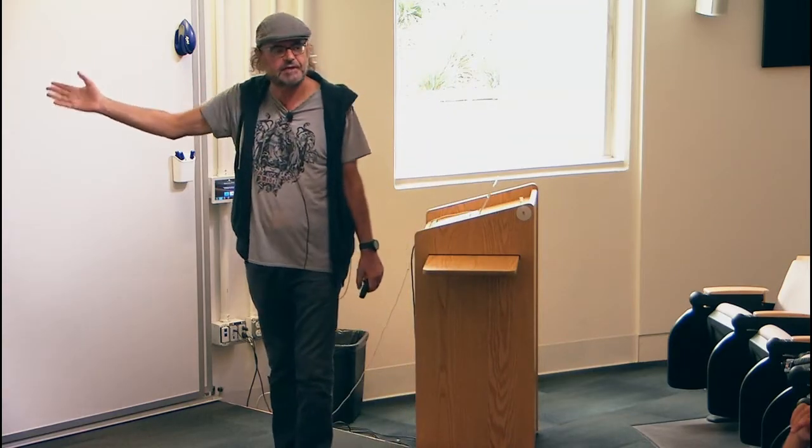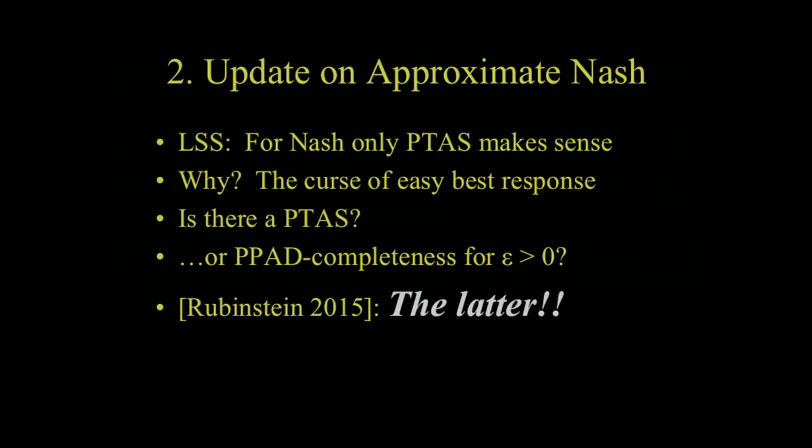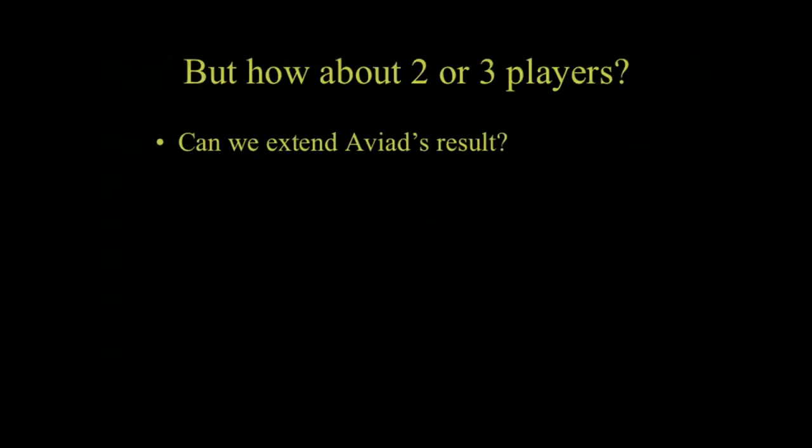Or is there PPAD-completeness for some epsilon? This has been for 10 years now the main open problem. And the main open problem has been solved. Aviad just proved that there is PPAD-completeness, with one proviso, for n-player games, for multiplayer games. That's in the last talk. This leaves us with a very interesting problem. How about two or three players? Can we extend Aviad's result to two or three players? That's a very, very interesting problem.